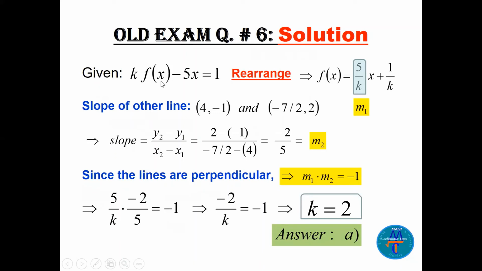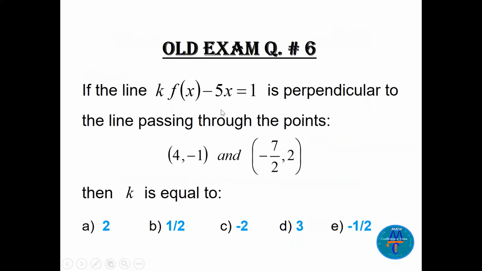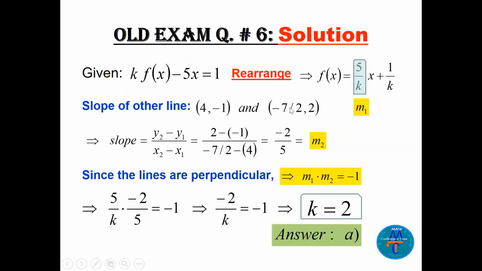So first we rearrange this. We take 5x to the other side, divide by k. So 5 over k plus 1 over k. So this is m1, we call it. After we solve for y, f of x is y. So after we solve for y, the coefficient here is the slope, m1. Now for the other line here, 4 and minus 1. See the points? 4, minus 1, and minus 7 over 2, and 2.